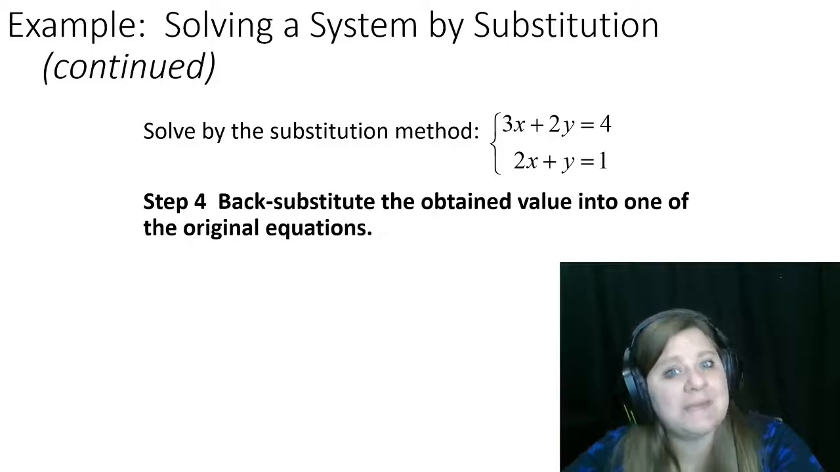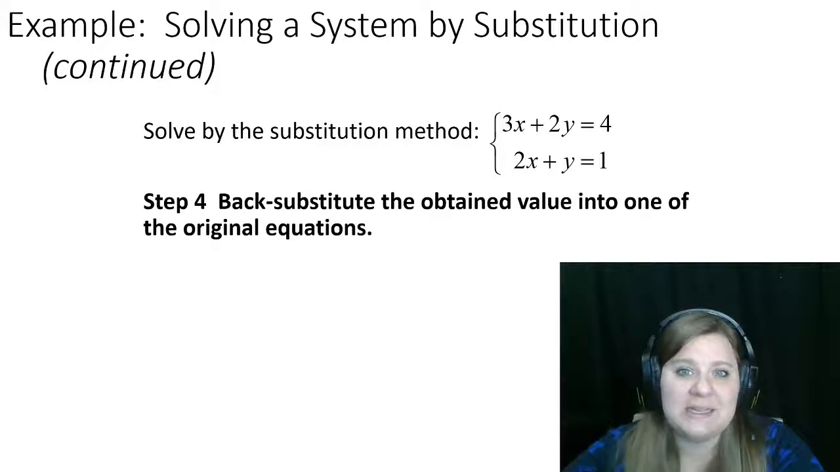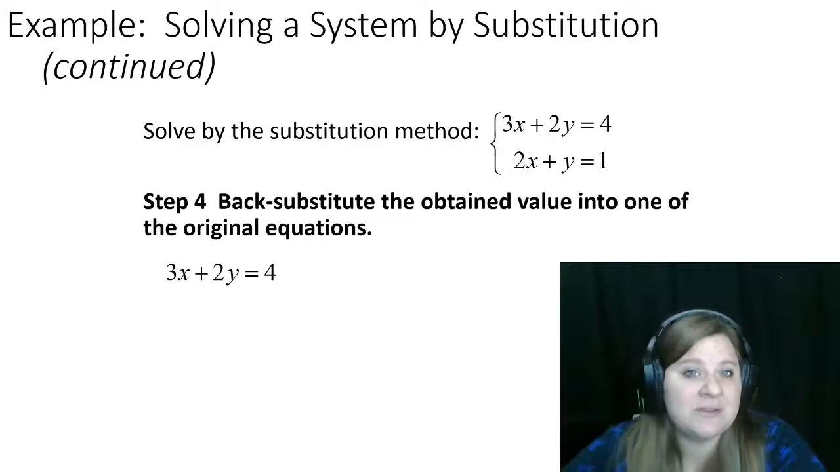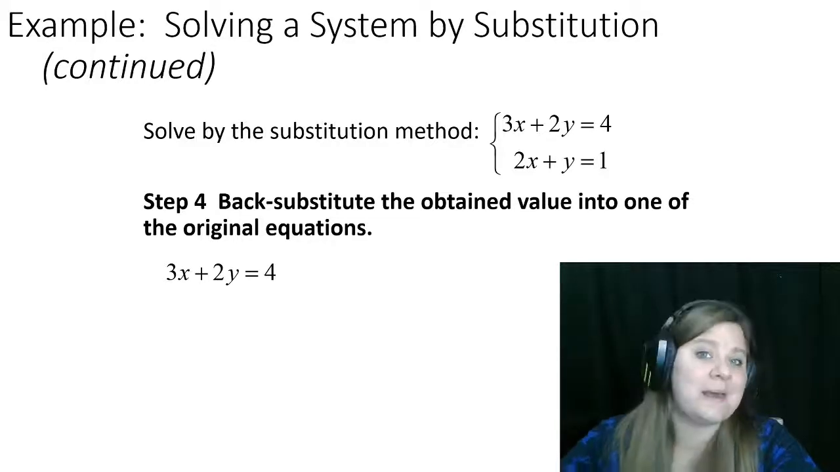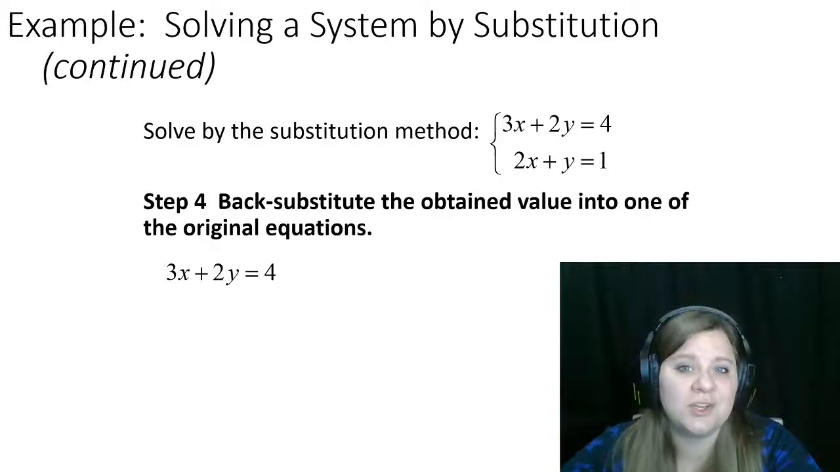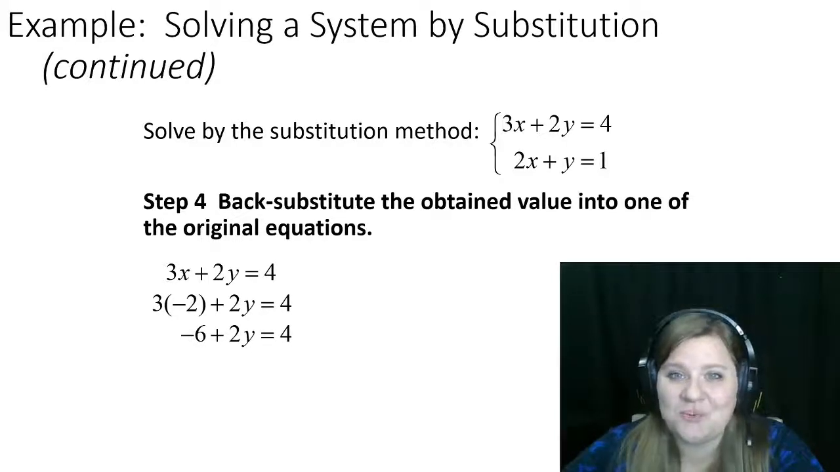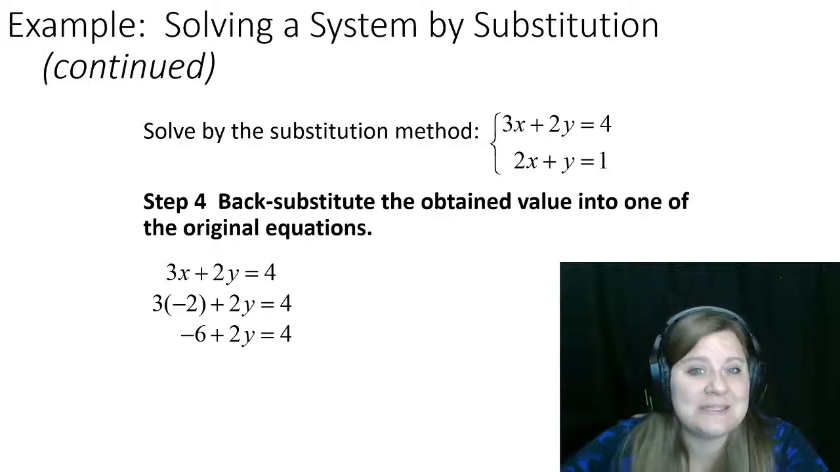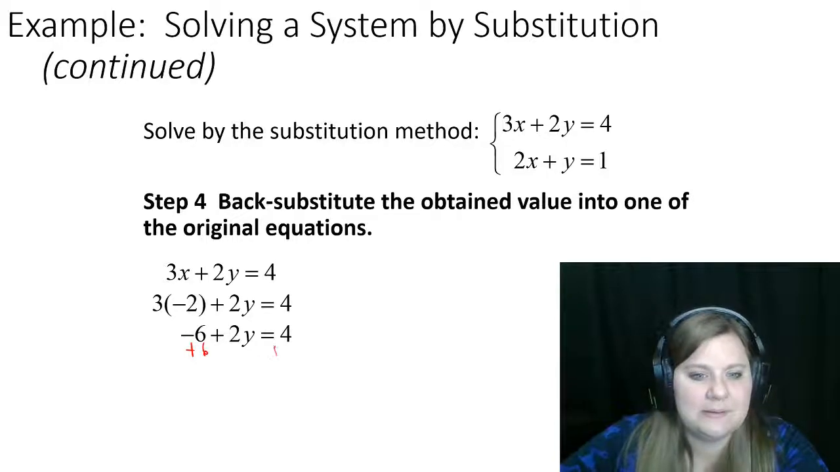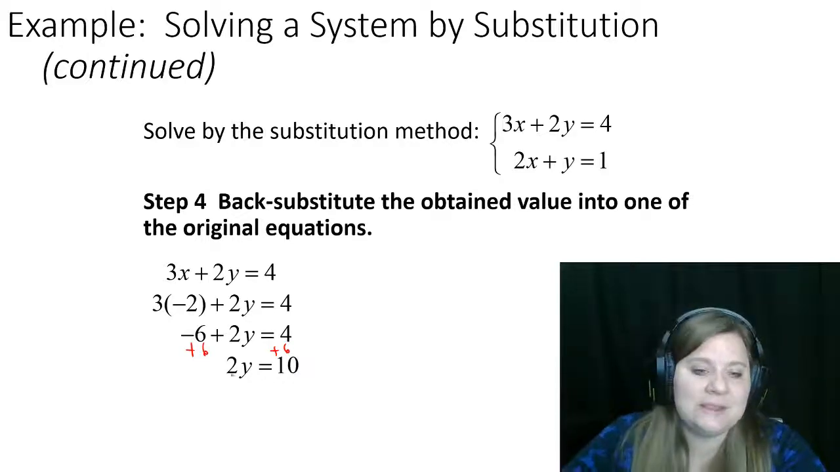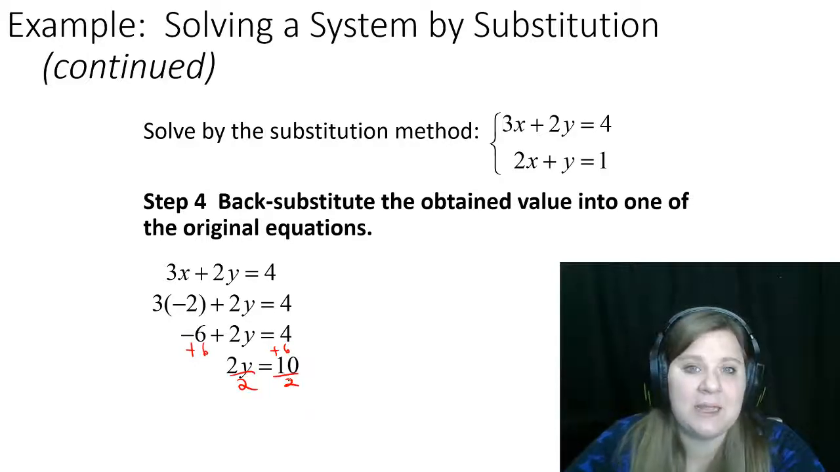So we need to back substitute what we just found into one of the original equations. Let's say I use the top equation. It honestly doesn't matter which one you use. So, good fact for you. I'm going to plug my x equals negative 2 into the x value, and I get negative 6 plus 2y equals 4. I add 6 to both sides, and I get 2y equals 10. Then I divide by 2 on both sides, and I get y equals 5.